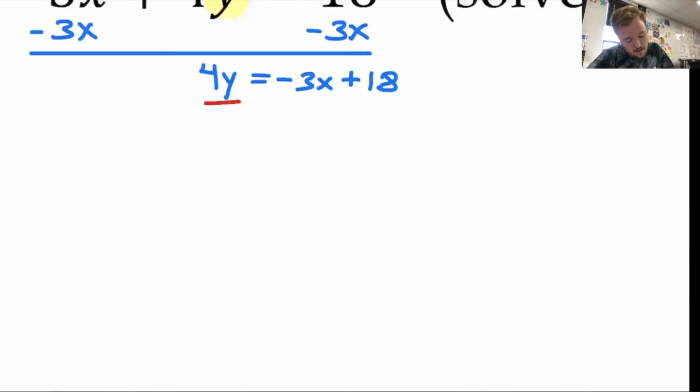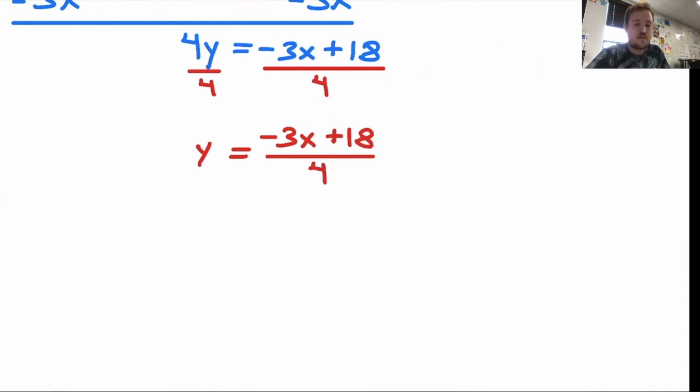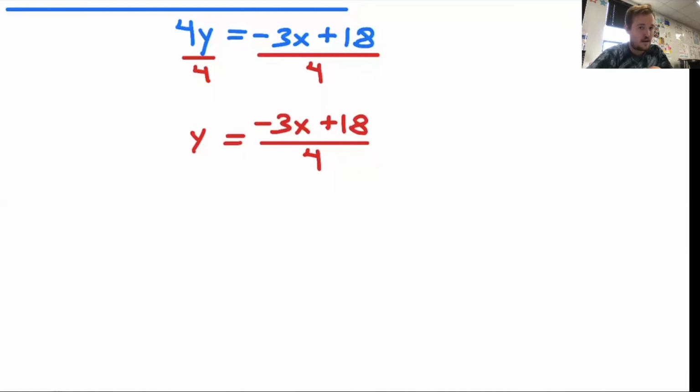Now I'm going to divide both sides by 4. So in this case, we're going to have y equals negative 3x plus 18 over 4. Typically you could stop here if your problem cannot be simplified anymore. However, because this problem can be simplified further, we have to keep going. Think of it this way: 3 over 4 cannot be simplified. However, 18 over 4 can be simplified. That's what tells you to keep going.